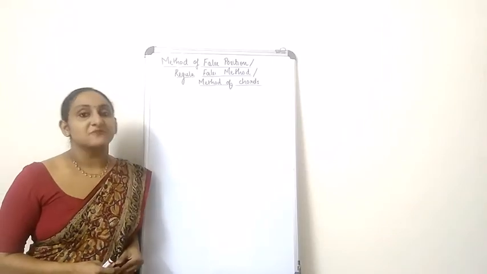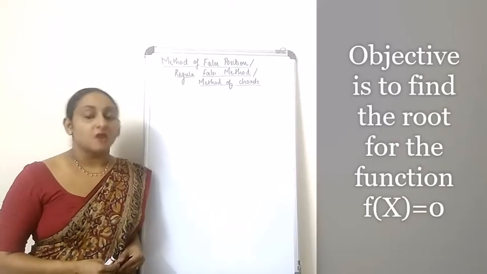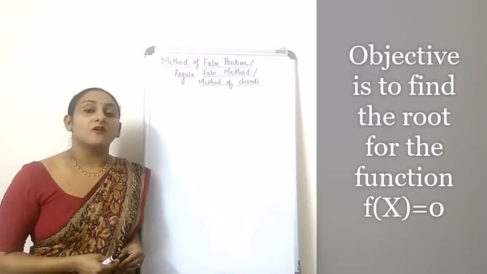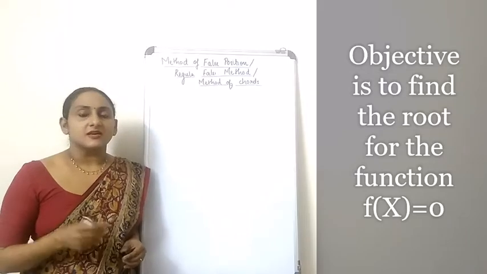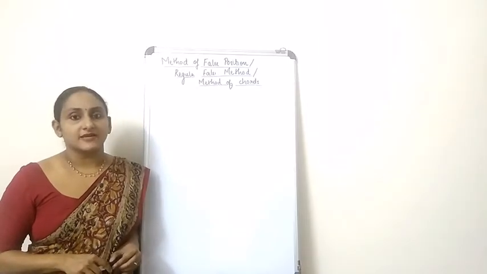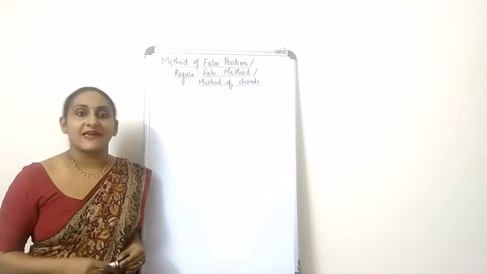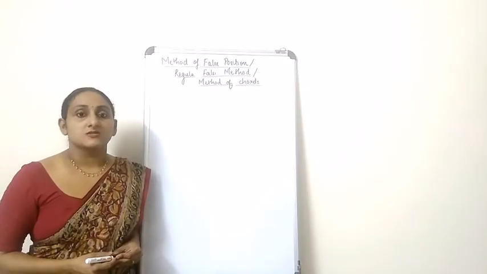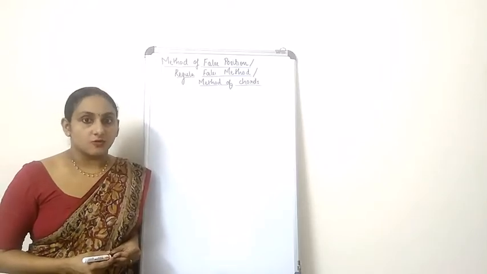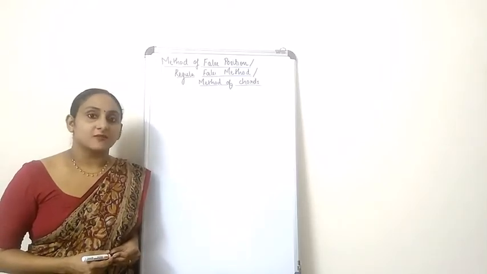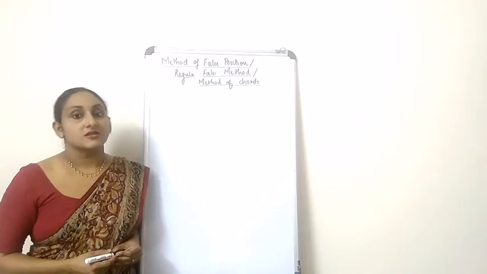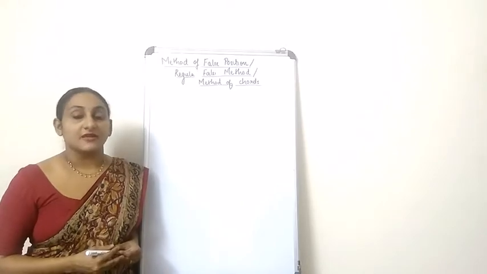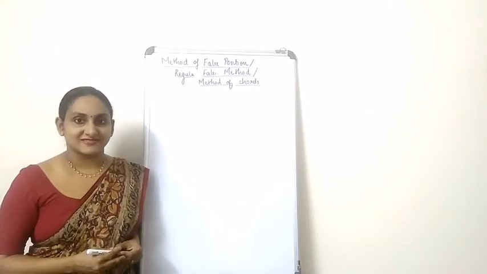Today we will learn about the method of false position. The method of false position is also known as the Regula Falsi method or the method of chords. Here also our main objective is to find the root for the function f(x) when f(x) is equal to 0. So here again I'm going to draw a diagram, and from the diagram we will see how to find the root of a particular equation or function by using the Regula Falsi method.